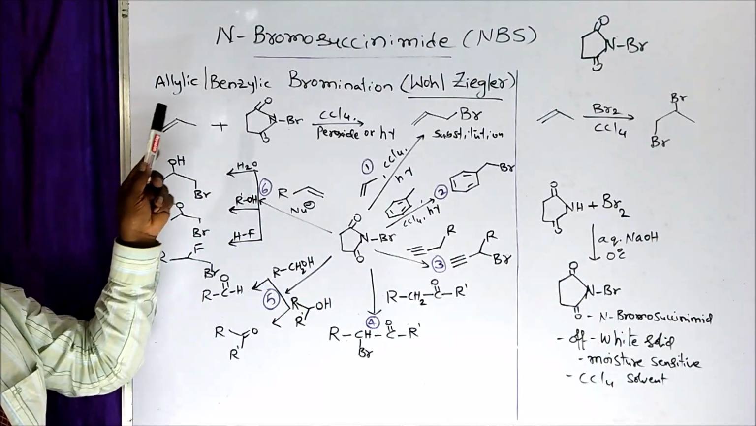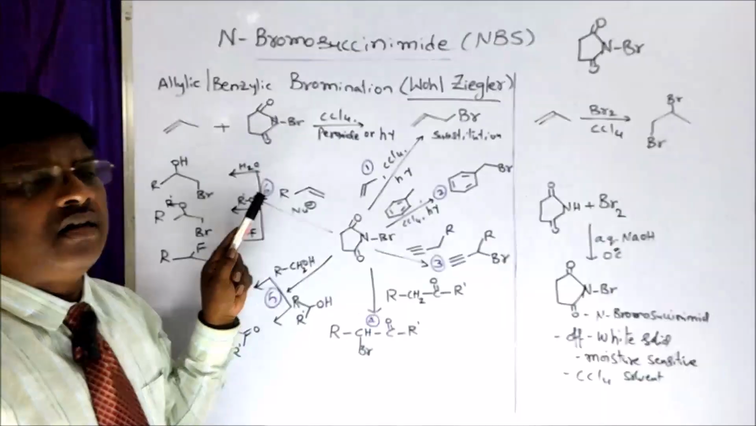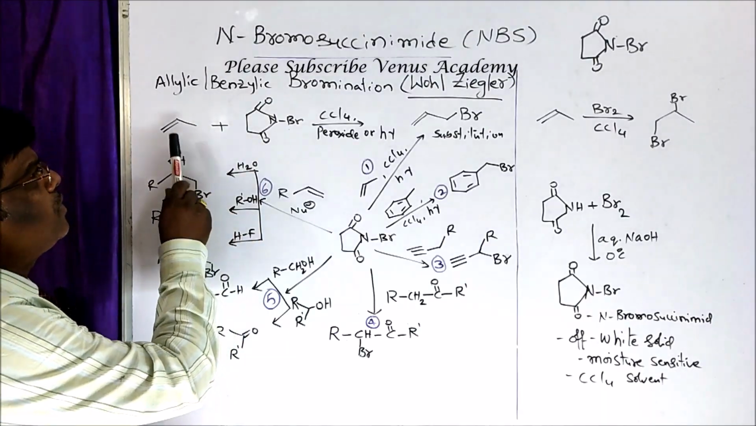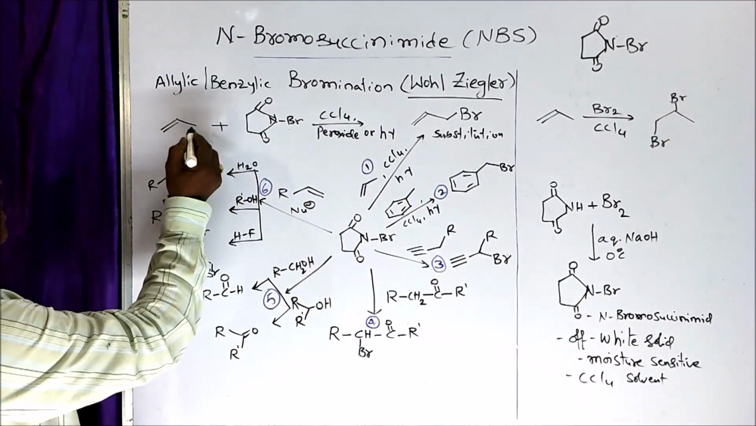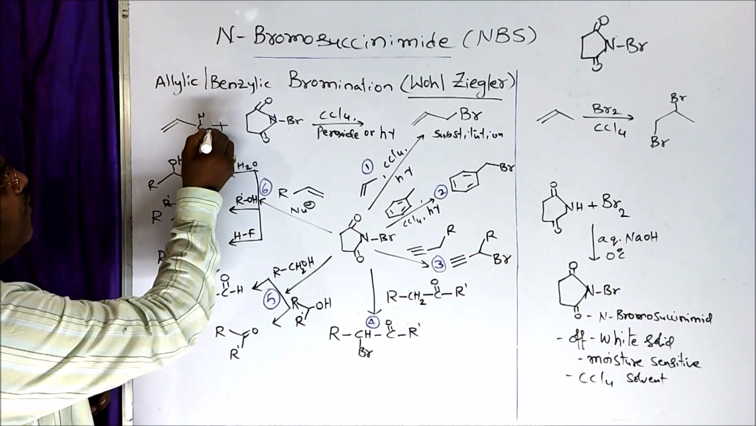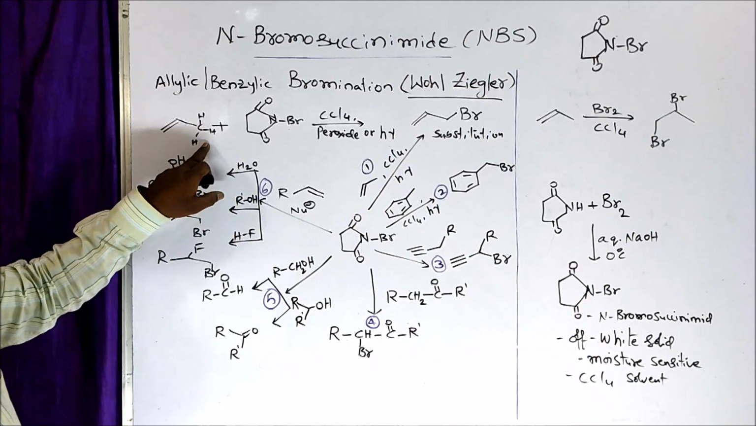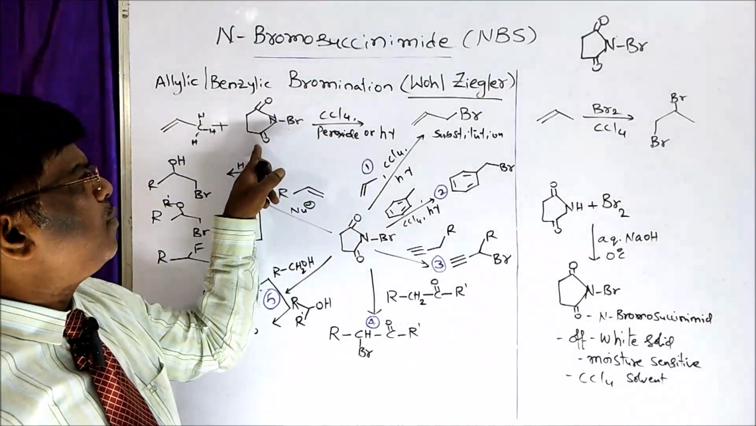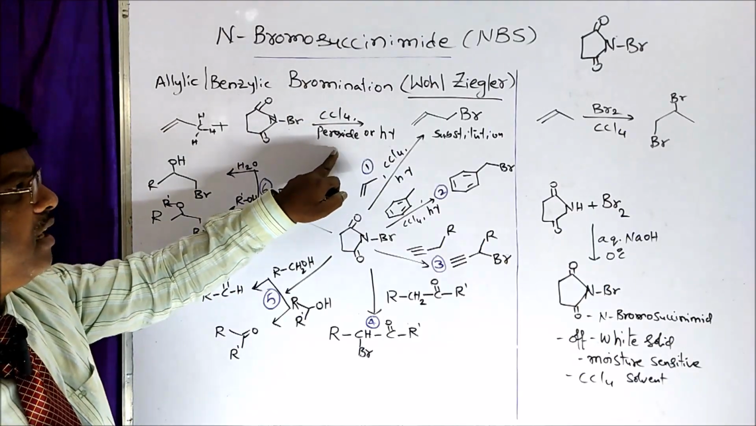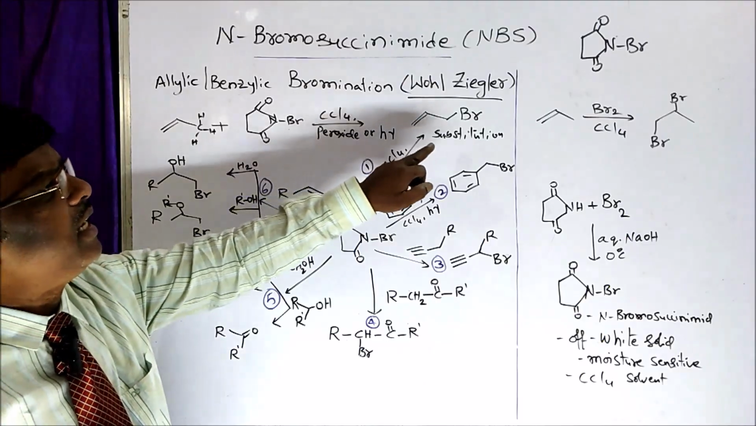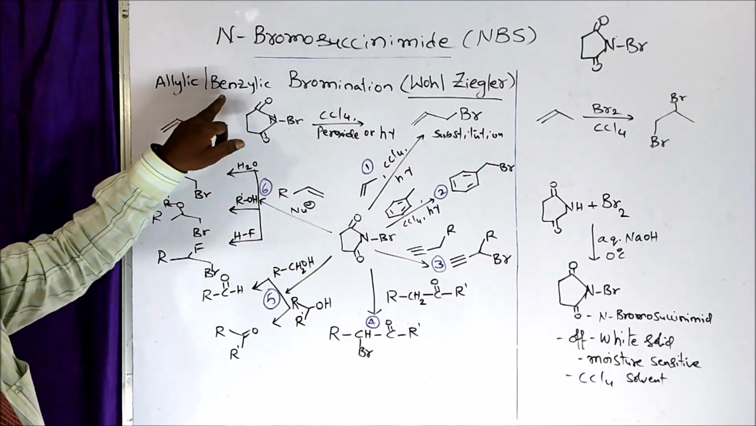Dear students, bromination using N-Bromosuccinimide is known as Ziegler bromination. This NBS is commonly used for allylic and benzylic bromination. This is the allylic position, the carbon which is alpha to the double bond. Bromination at this position using NBS in CCl4 with peroxide as a catalyst or radical initiator, or you can use light for the radical initiation, gives allyl bromide. So NBS is commonly used for allylic and benzylic bromination.